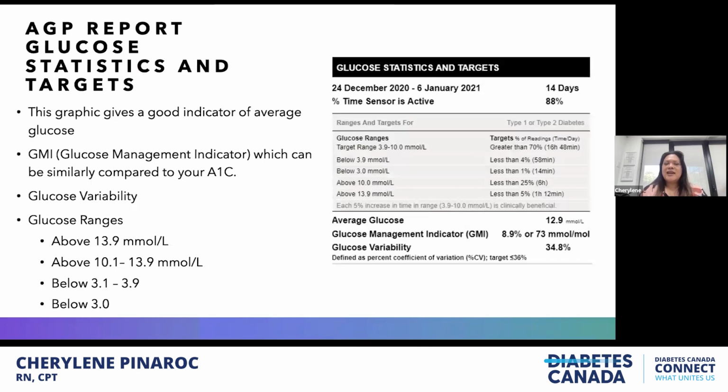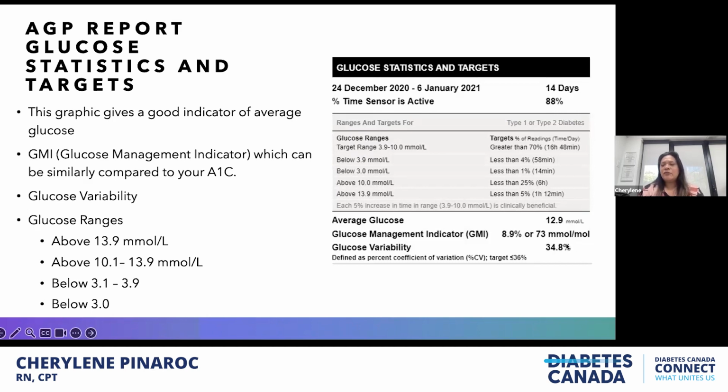So when we look at the glucose stats and targets, we look at what your average glucose is. For this patient right here, it's at 12.9 millimoles right now. So we know we might have a little work to do, okay? The GMI stands for glucose management indicator, which we can compare to your normal A1C that you normally do every 3 months. So using your sensor data, they're able to capture what your A1C would look like with your readings. With this patient, if their blood glucose is at 12.9, they're not at target with their A1C either at 8.9.